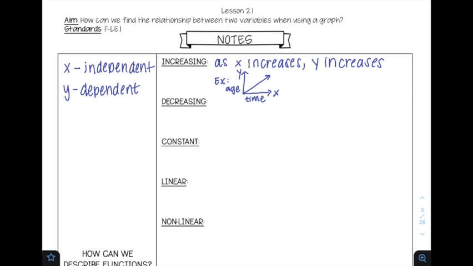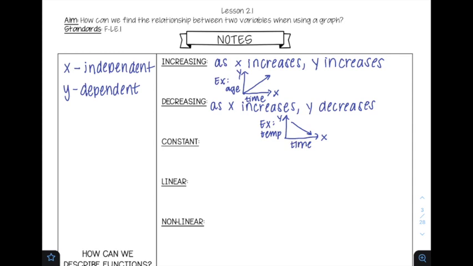If the relationship is decreasing, then as we increase x, y actually decreases. So here we could use our x and our y. As we go towards winter, the temperature is going to decrease as time goes on. So that would be your decreasing relationship between the two variables.